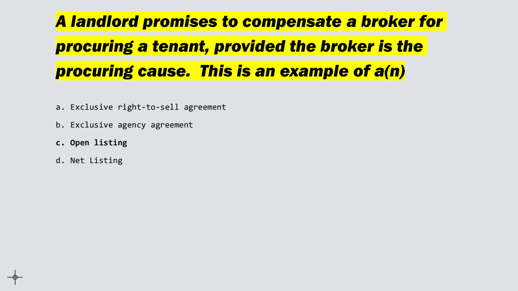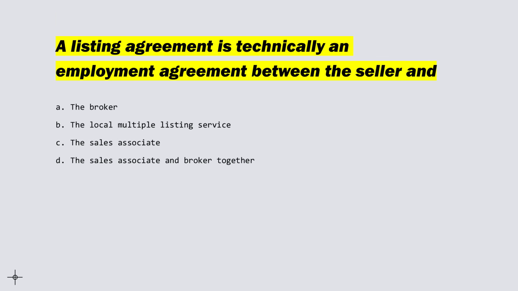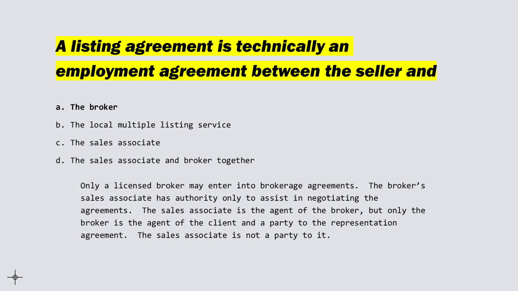Question number 4. A listing agreement is technically an employment agreement between the seller and A, the broker, B, the multiple listing service, C, the sales associate, or D, the sales associate and broker together. And the answer is A, the broker.